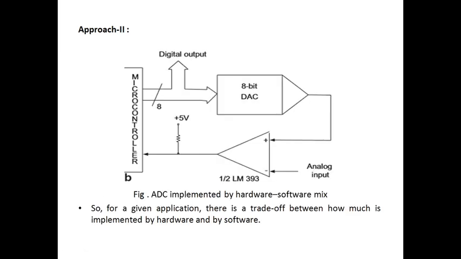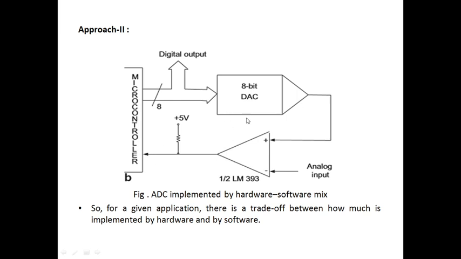Then we will see the second one. This is the second approach. In the second approach, in place of the high performance analog to digital converter, we will use a digital to analog converter with a comparator. This is a comparator. It compares these two analog signals, the analog input and the output of the digital to analog converter, and gives the result to the microcontroller.